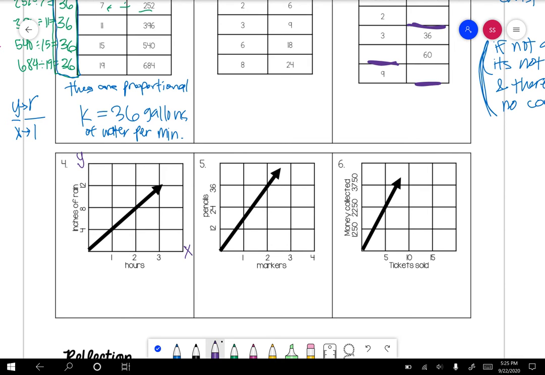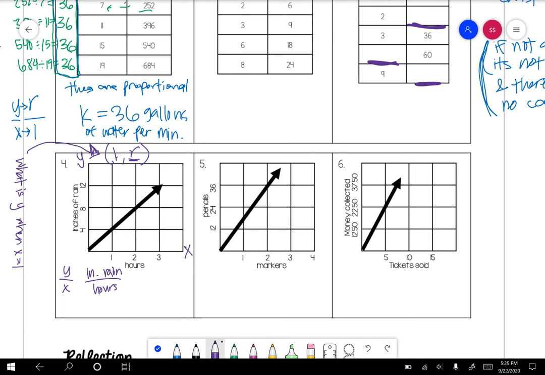So if we were to write our y over x ratio, we're talking about inches of rain over hours. Okay, so we need to identify the constant of proportionality. Now remember, with graphs, we are going to look for the point 1, r. Okay, and r is going to be whatever number y is when x is 1. So let me write that out. What is y when x equals 1 on the graph? Okay, that's what we mean there.